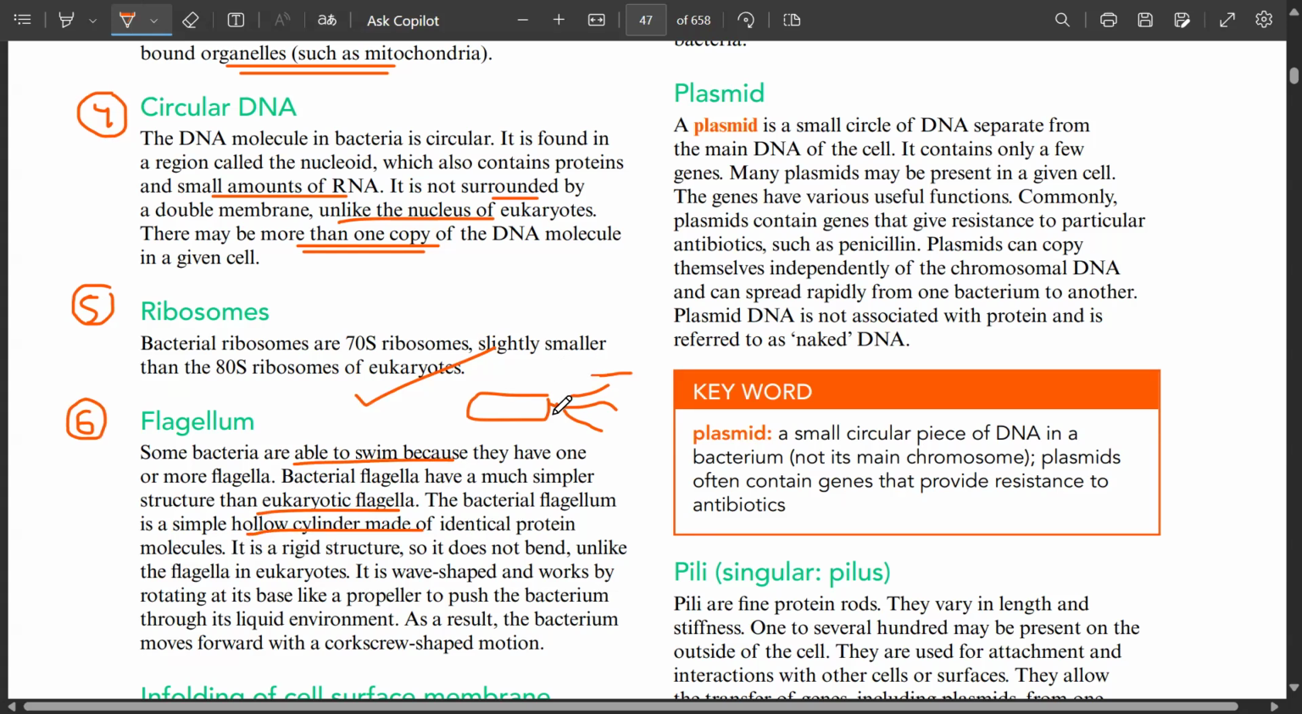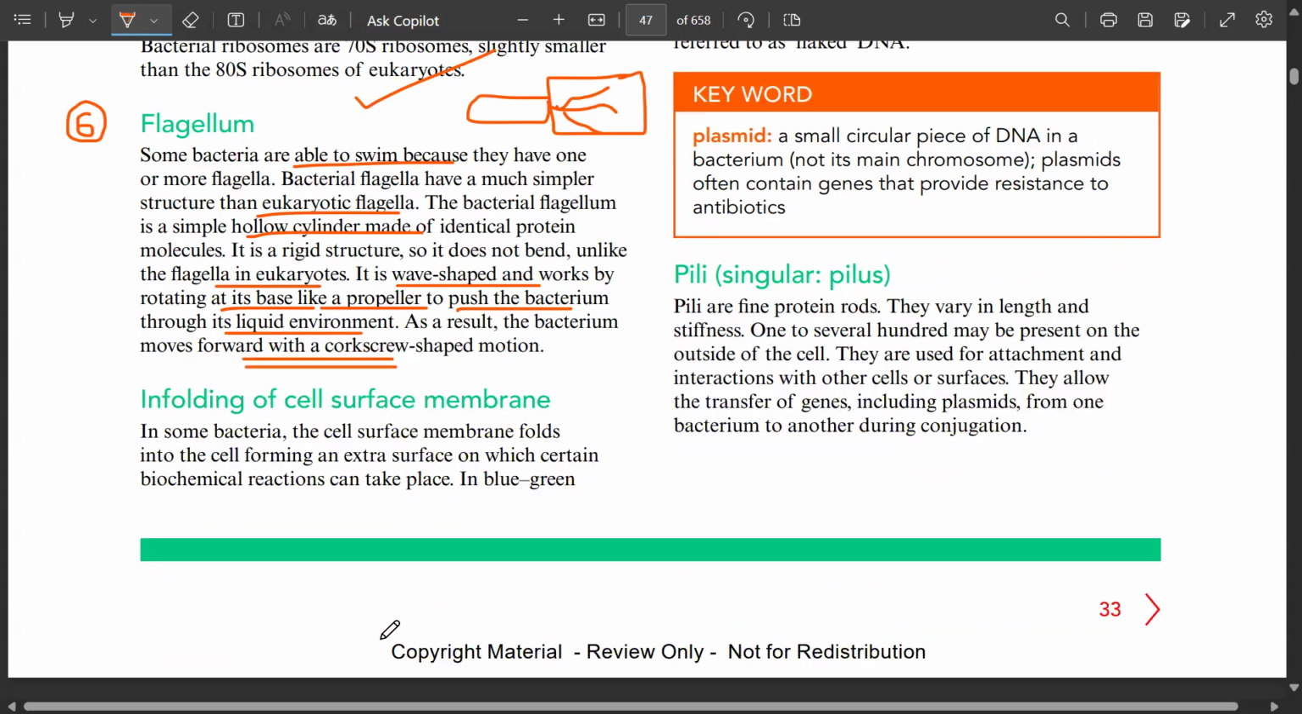We studied yesterday, na, what is the flagellum made of? Microtubular structure basically. It is a rigid structure, so it does not bend, unlike the flagella in eukaryotes. It is wave shaped and works by rotating at its base like a propeller to push the bacterium through its liquid environment. As a result, the bacterium moves forward with a corkscrew-shaped motion.